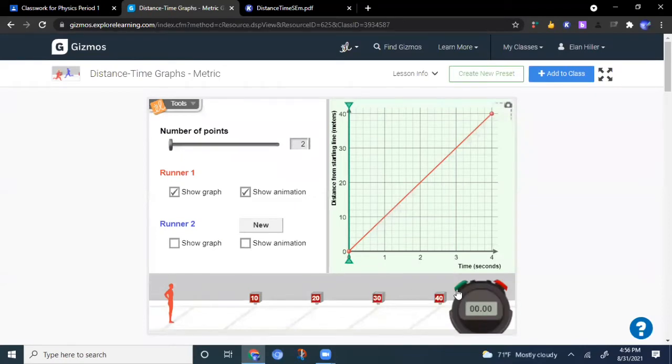At this point, pause the video, click the button, and answer question number 1. As you can see, the runner runs from left to right for 4 seconds, stopping at the 40-meter line.